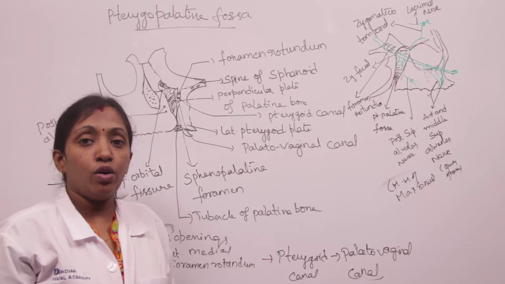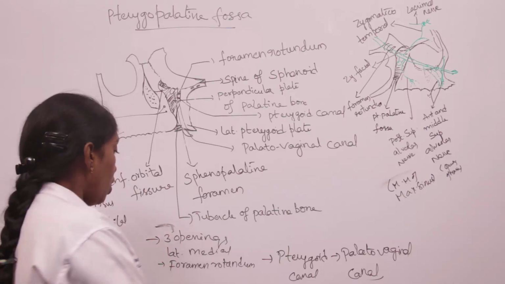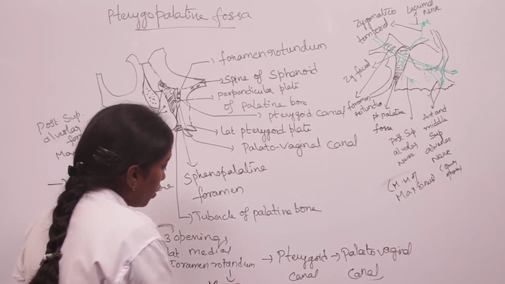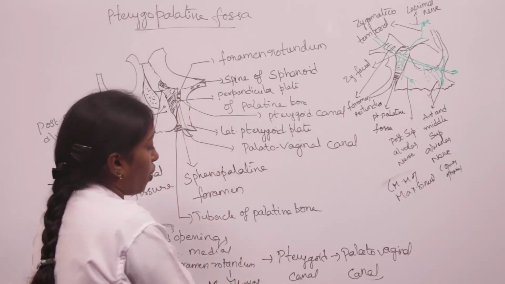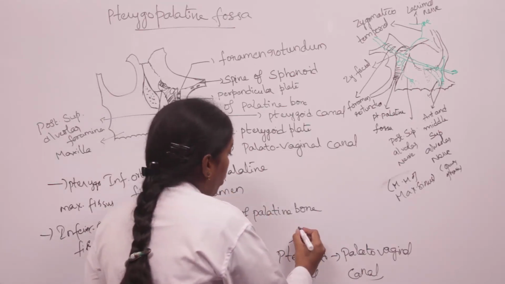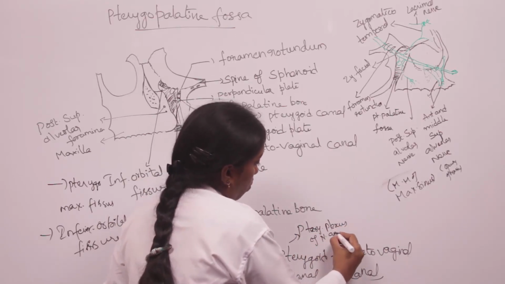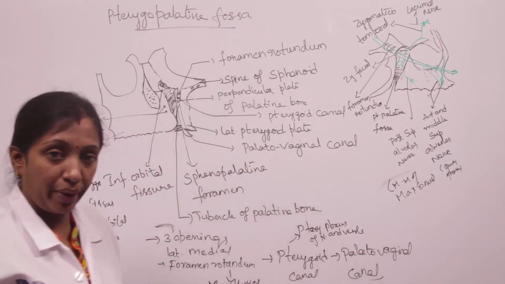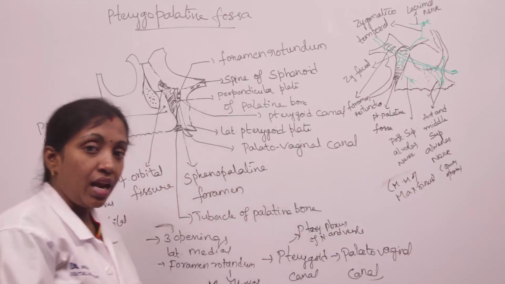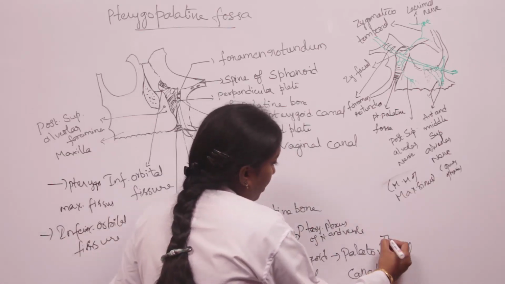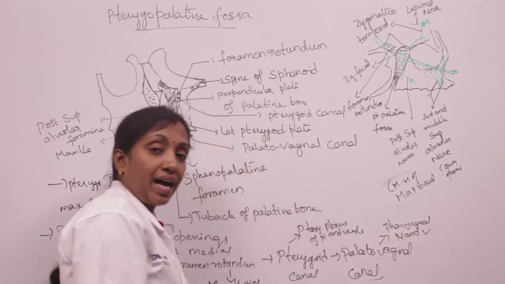So what are the openings? The foramen rotundum: the maxillary nerve passes through it. It comes from the middle cranial fossa to the extracranial part through the foramen rotundum. Next opening is the pterygoid canal, which allows the pterygoid plexus of nerves and vessels. Those open into the anterior opening of the pterygoid canal. And coming to the palatovaginal canal, the pharyngeal nerves and vessels pass through the palatovaginal canal.